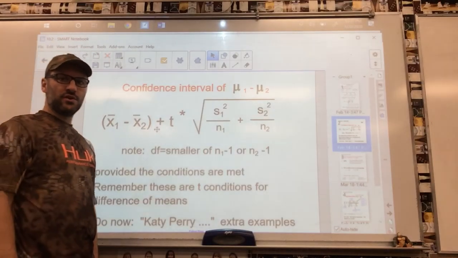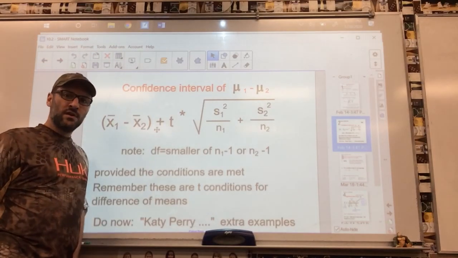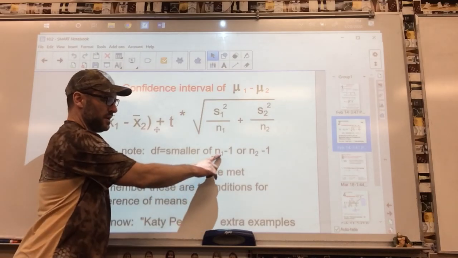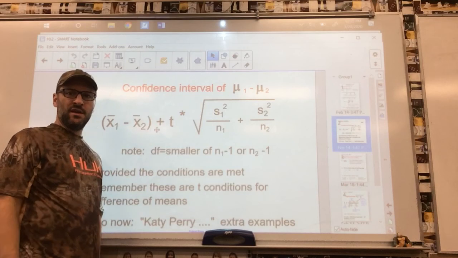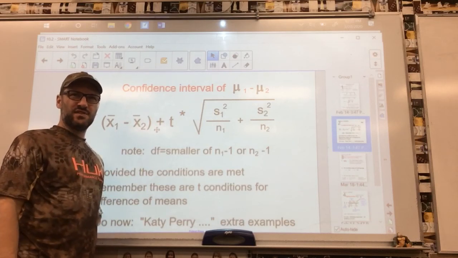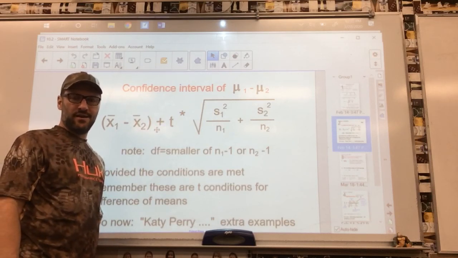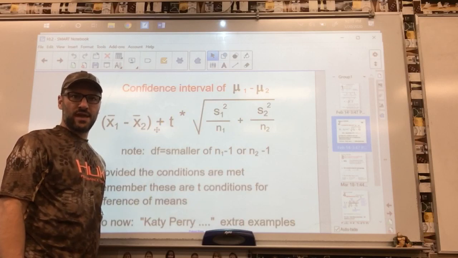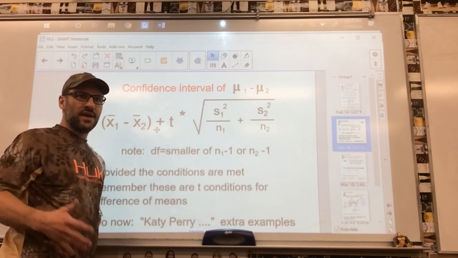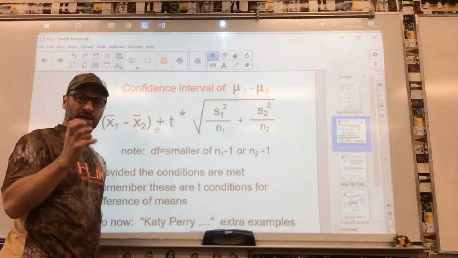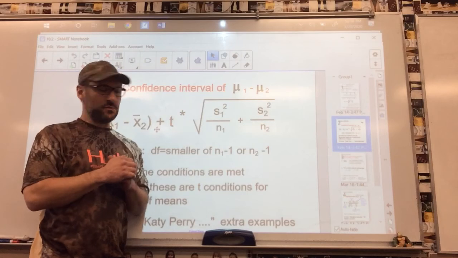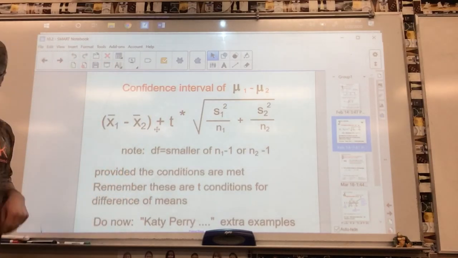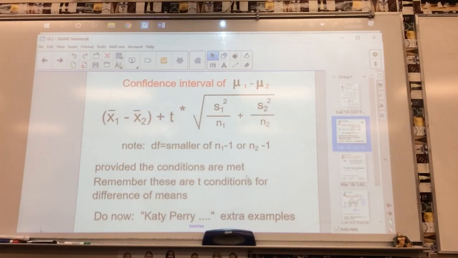And at some point, you're going to have to do degrees of freedom with it. You use the smaller of n1 minus 1 or n2 minus 1. The reason you use the smaller one is you're basically erring on the side of caution. You want to make sure your confidence interval encompasses what it needs to. If you use the bigger one, your confidence interval might be too narrow. And this is all provided conditions are met. Remember, these are t conditions for the difference of means.